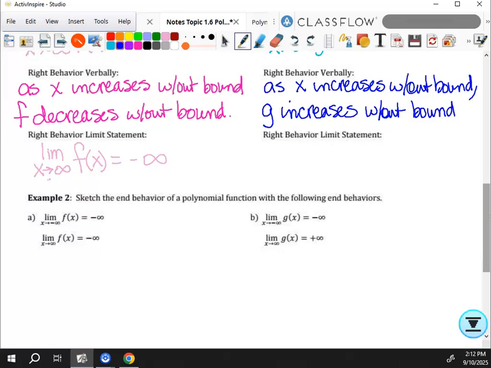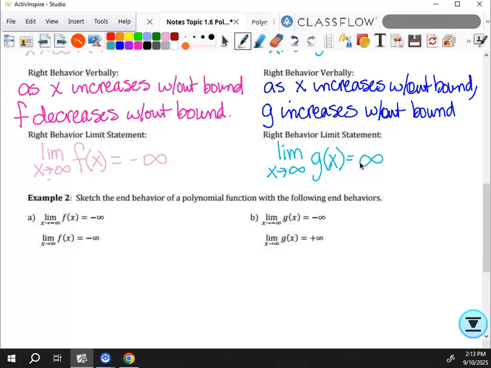All right, then let's write our statement. Limit as x approaches infinity of g of x is equal to what? Infinity. Good. All right. What questions do you have? Anything? Okay, so we took a graph, we came up with our limit statements.